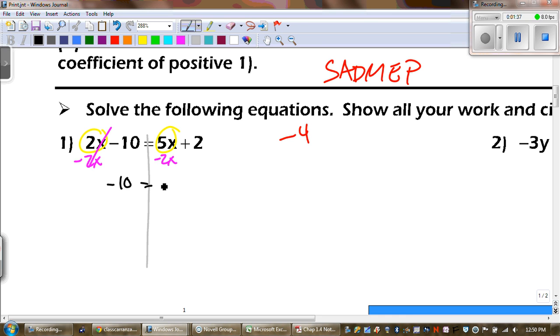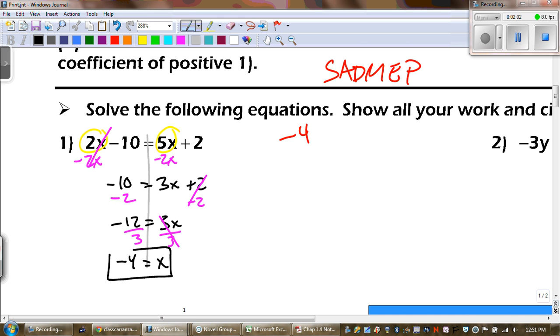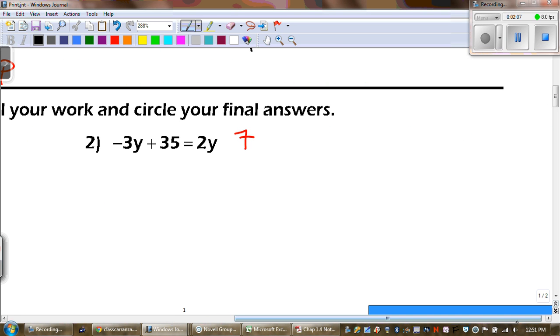And we're left with negative 10 equals 3x plus 2. Okay? So now that my variables are on one side, I can do inverse operations to solve. I'm subtracting by 2, and I get negative 12 equals 3x. And the last step is to divide by 3. And we get negative 4 equals x. Okay? So, number 2. I have variables on both sides.